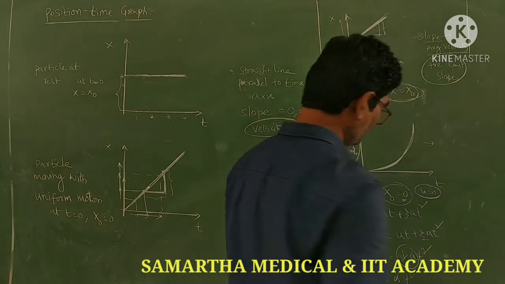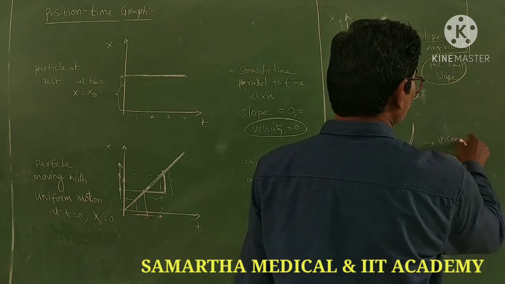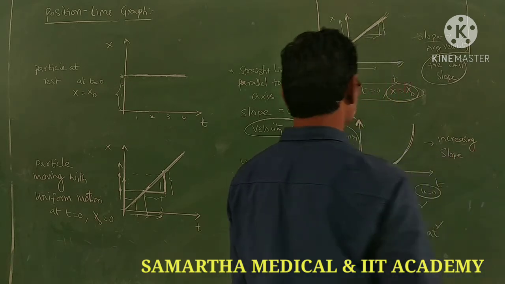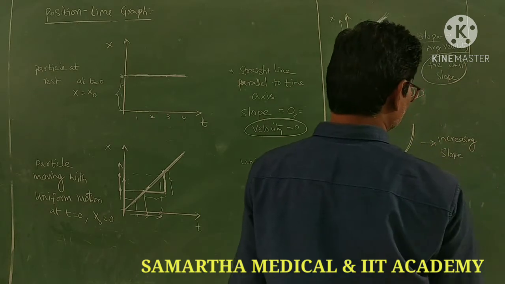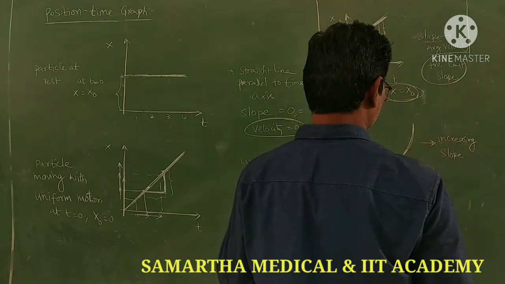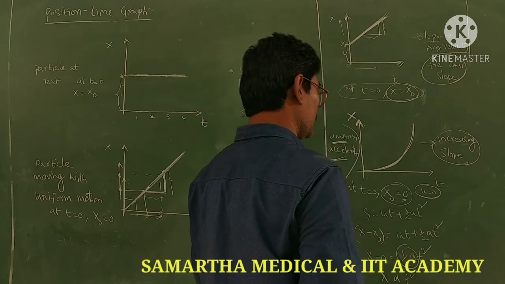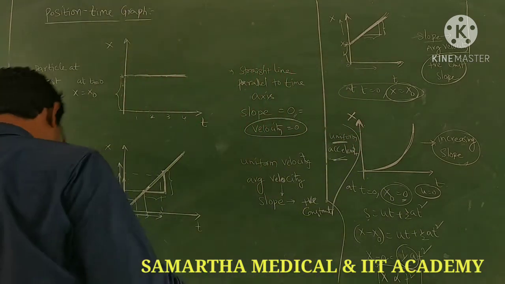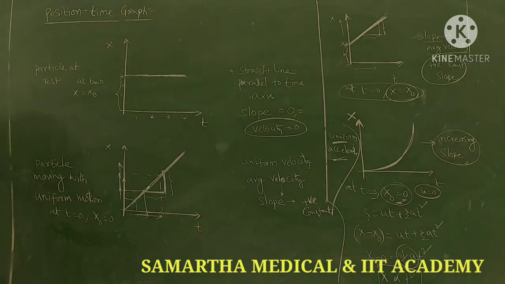So what does it represent? An increasing slope. The slope is increasing and positive, a positive increasing slope. So this represents the particle going with uniform acceleration. This is the graph for a particle going with uniform acceleration, starting at t equal to 0 from x naught. Next, go to another one.